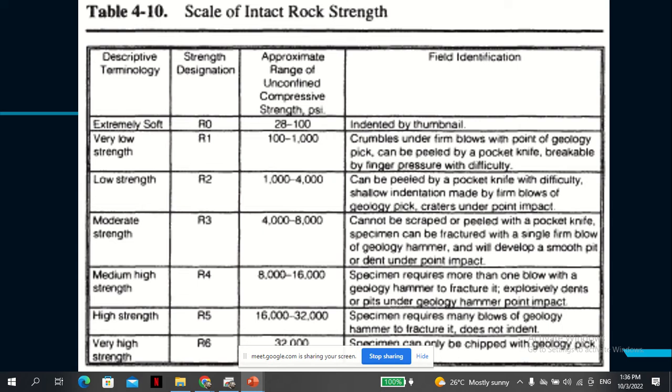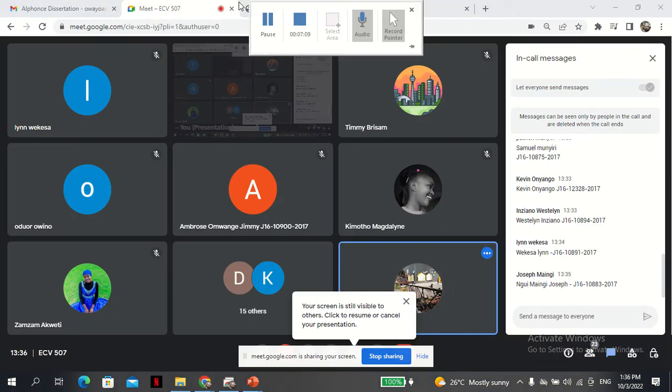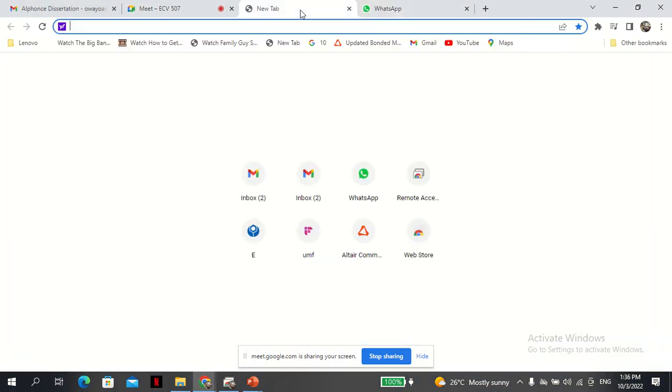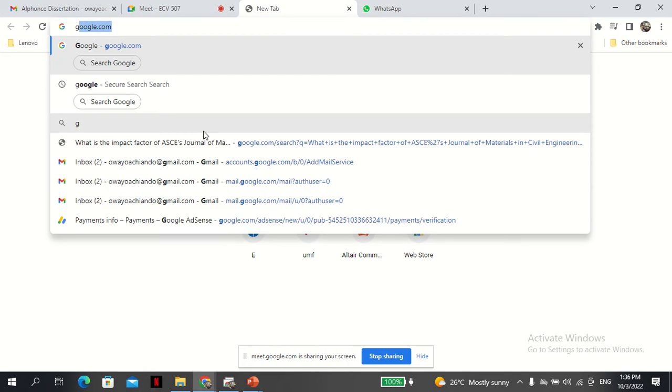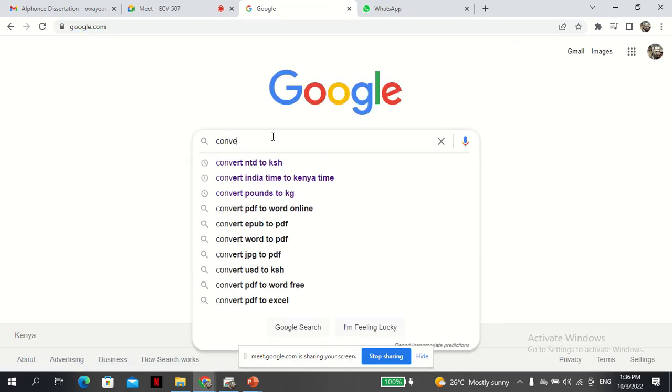So we have high strength, and just to confirm, let's take an average of 16, that's 20, that's 48. We take an average of 34. So just to see, convert PSI to MPa.